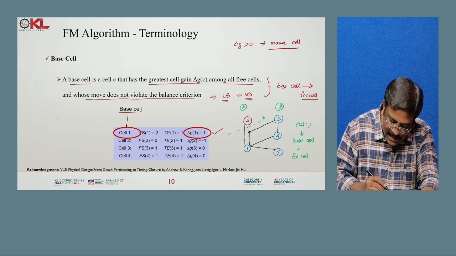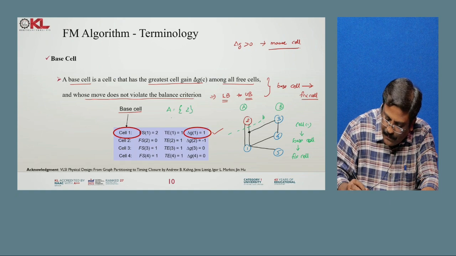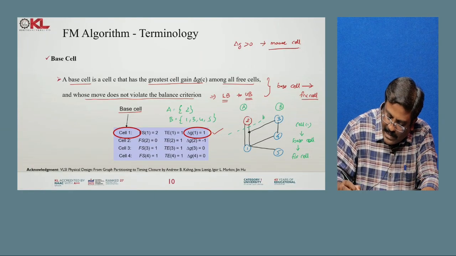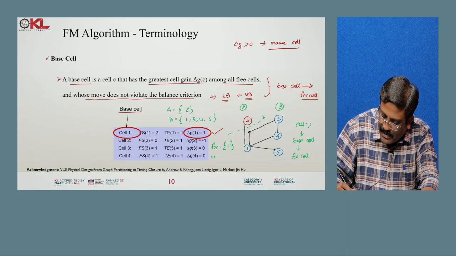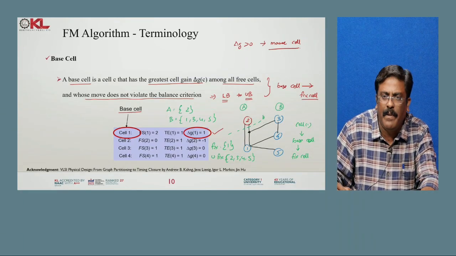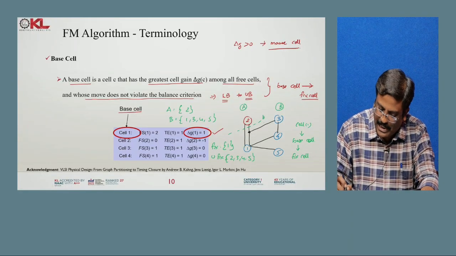Now we can say that on partition A we have only cell 2, and on partition B we have 1, 3, 4, 5. In this case the fixed cell is cell 1. And what about the unfixed cells? The unfixed cells are 2, 3, 4, 5. This means at any time cells 2, 3, 4, 5 can move from one partition to another partition. That is the meaning here.